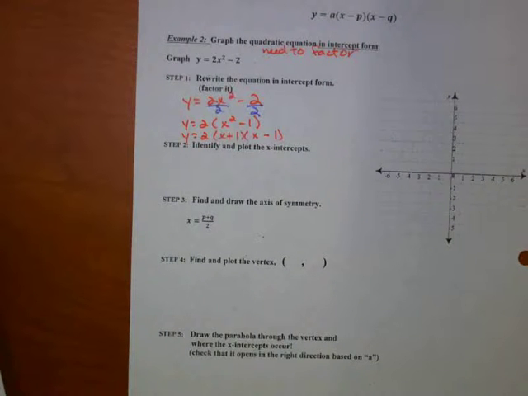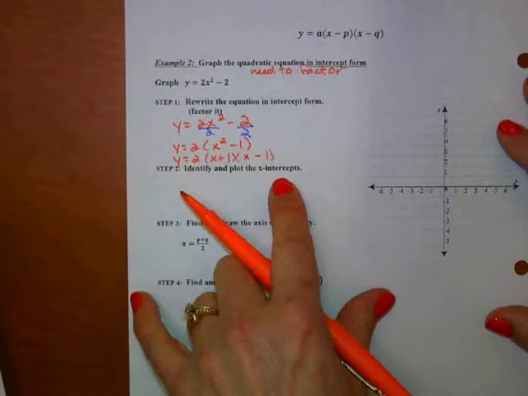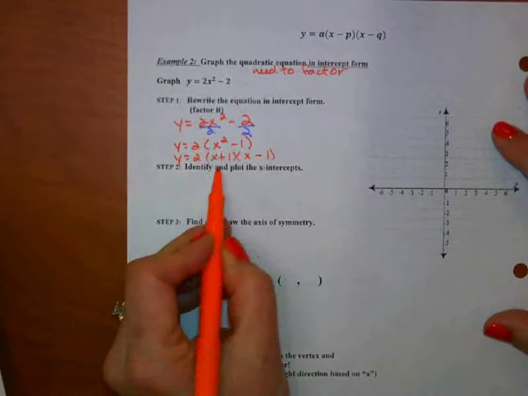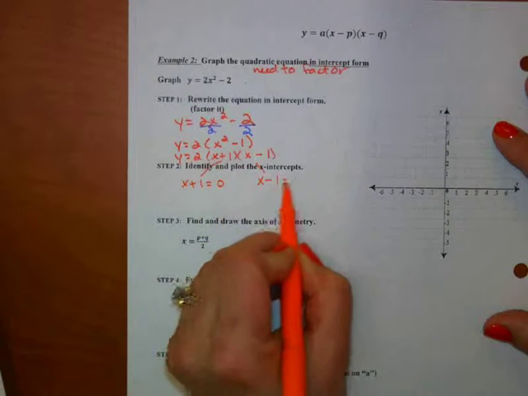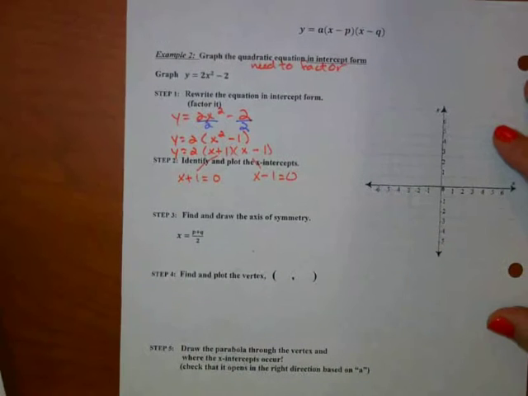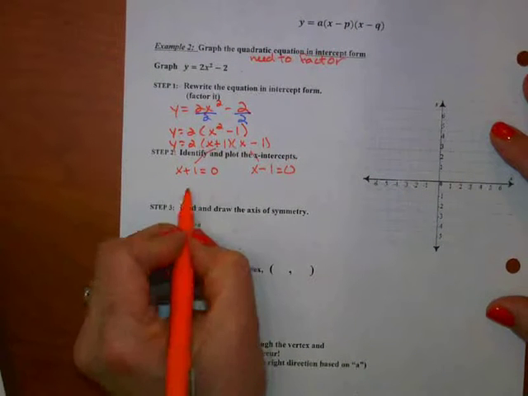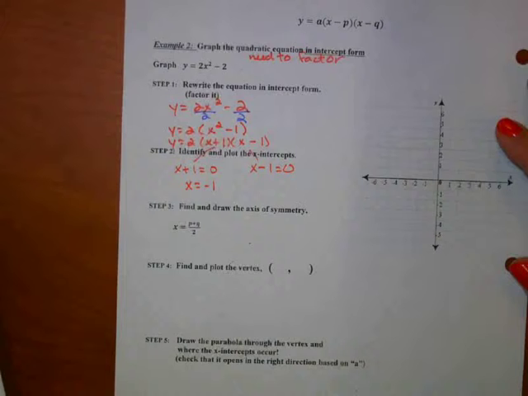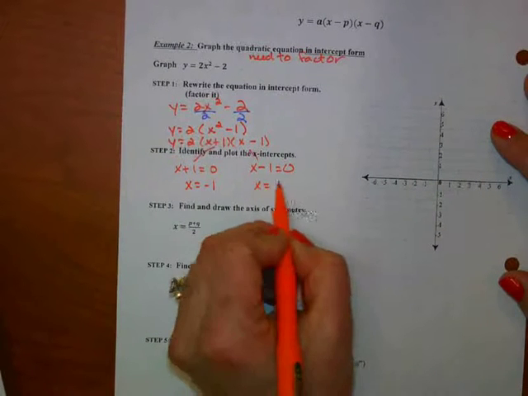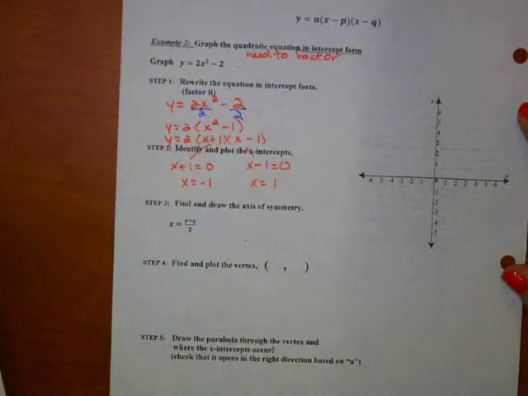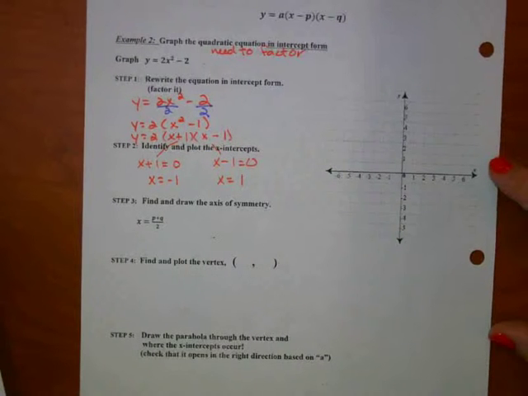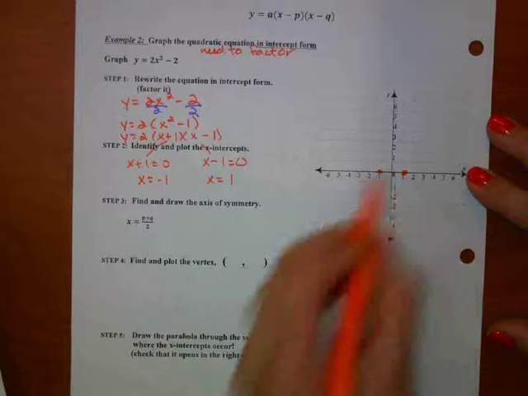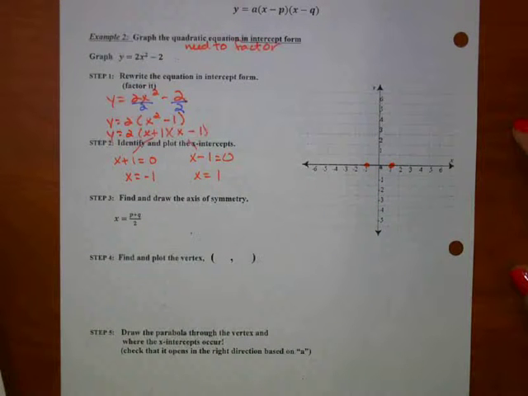Okay, so you have to factor it first so it gets into that form. And then you identify and plot the x-intercepts. Okay, so I take these and I set one equal to 0. You may not have to do this. You may see it already. Set each one equal to 0. One of the x-intercepts would be -1, and the other one would be what? Yeah. So now we can plot those on the x-axis. There's my x-intercepts.